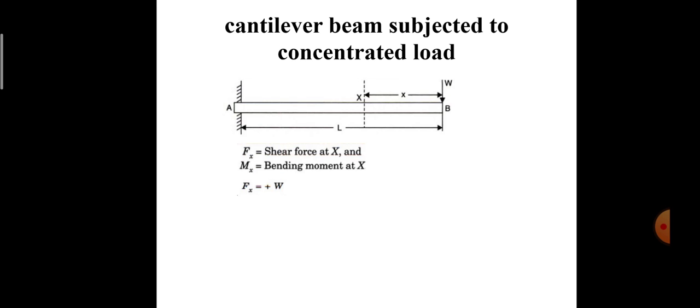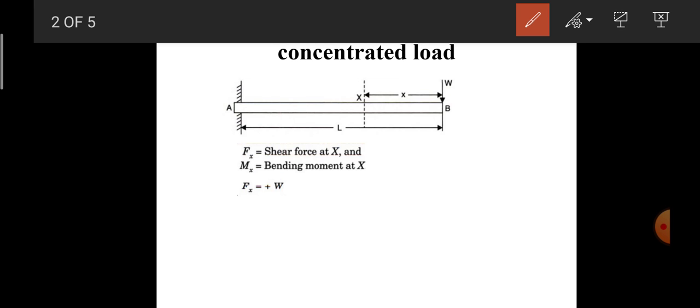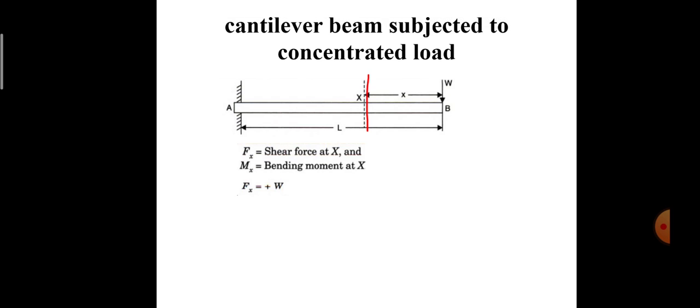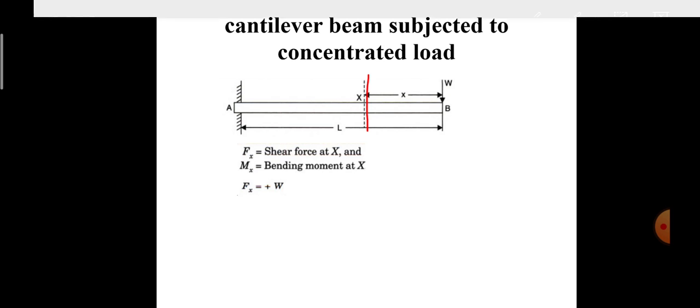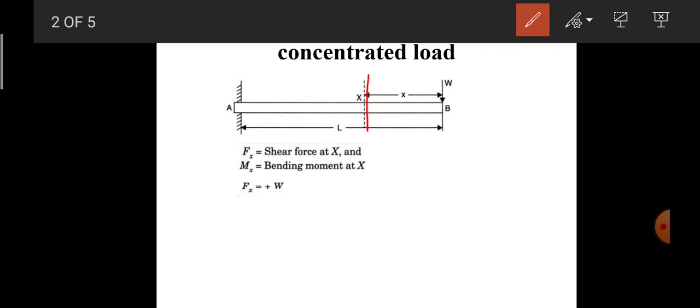So I just repeat it. I have taken a section X. This is a section X. In order to calculate the shear force at the section X from the right hand side portion, as per the definition of the shear force, it is nothing but the algebraic sum of all the forces towards the left or right side of the section.